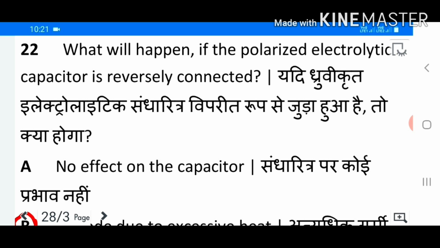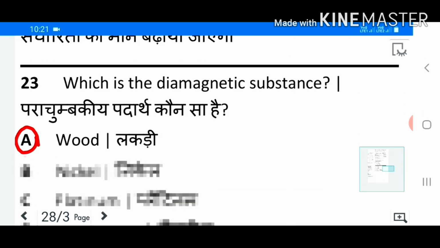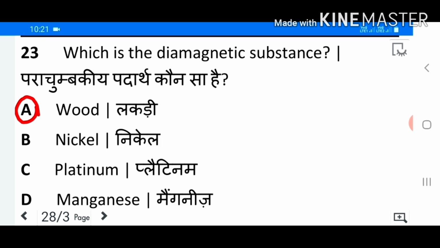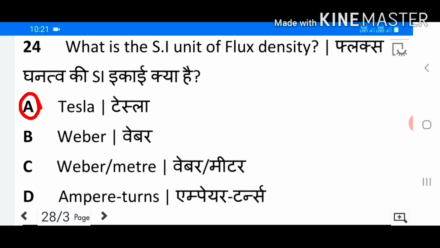22. What will happen if the polarized electrolytic capacitor is reversely connected? Answer B. Explode due to excessive heat. 23. Which is the diamagnetic substance? Answer A. Wood. 24. What is the SI unit of flux density? Answer A. Tesla.